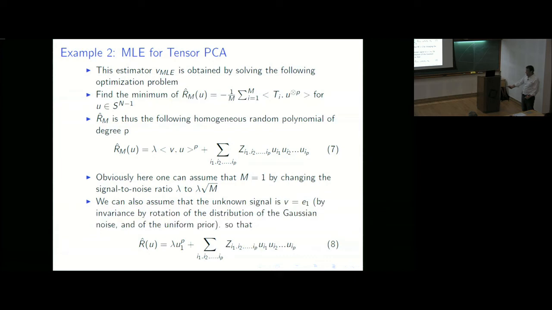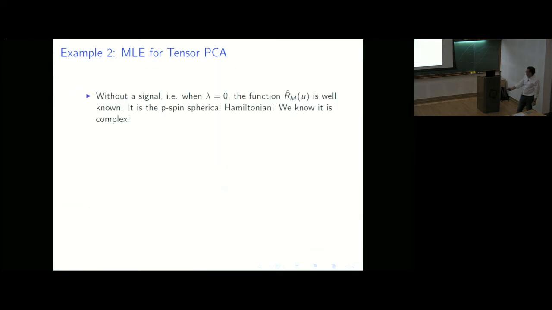This is a homogeneous polynomial of degree p, which is very complex. This is a homogeneous polynomial of degree p, which is of course not complex at all, right? This one, the function u1 to the p on the sphere, has only, let's say p is odd, one minimum here and a maximum here, right? It's not a complicated function. So you have a very non-complex function perturbed by a very complex function. All right?